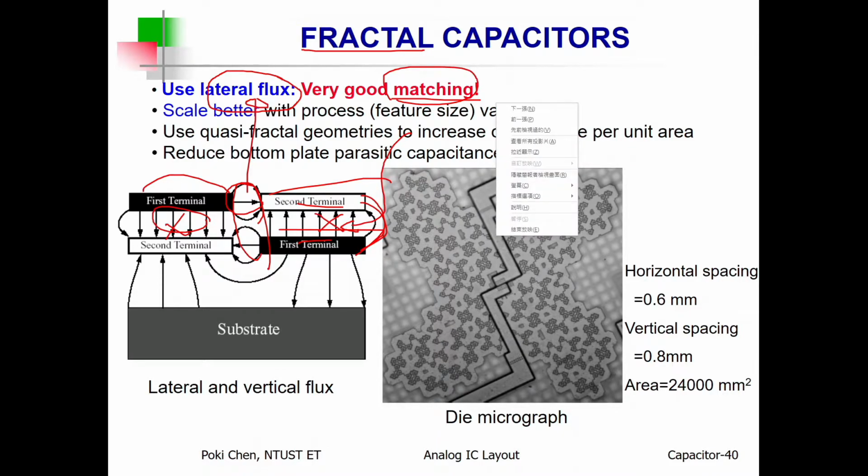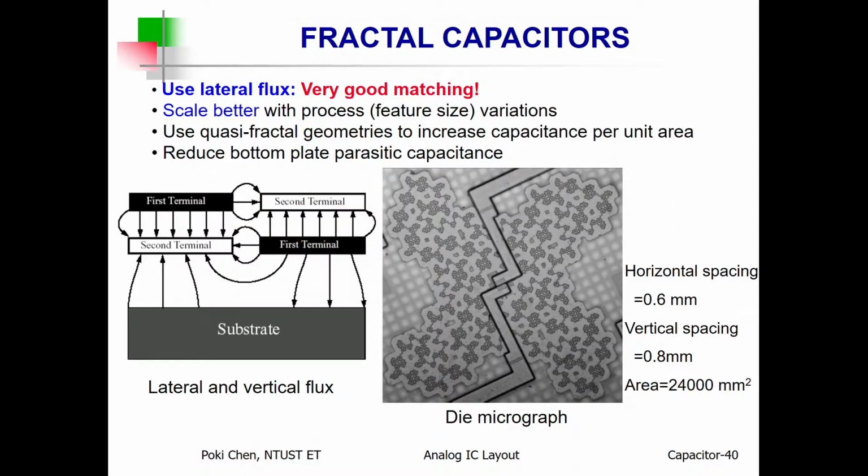The other issue you need to be very careful about is the flux between the bottom metal and the substrate. Actually, it only causes parasitic capacitance to the substrate. It is really harmful for our circuit operation, so we hope to make it as small as possible. All right, that is the scenario, the logical thinking behind the creation of fractal capacitors.